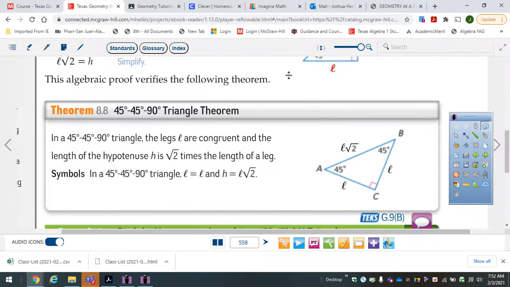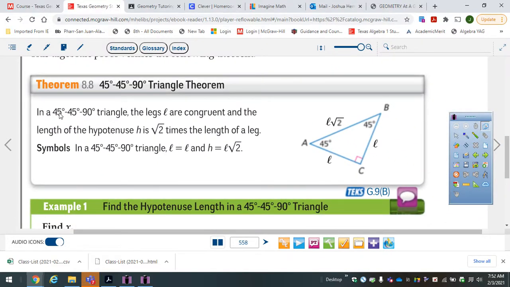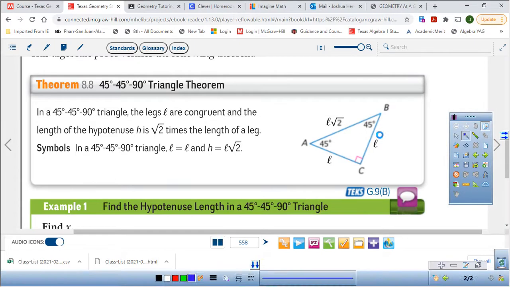You just need to know that idea. In the 45-45-90-degree triangle, the legs L are congruent, and the hypotenuse h is the square root of 2 times the length of the leg. Look at this relationship. If you know this leg is 4, then what's this measurement over here? 4 times the square root of 2. That's how easy that is. Pretty easy. It's not too bad.